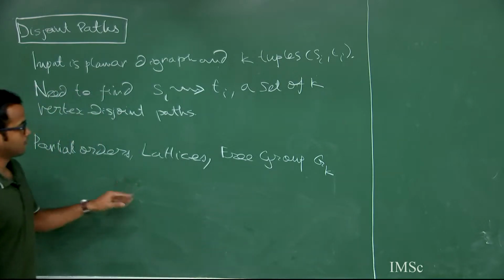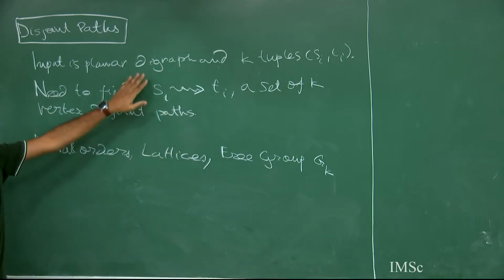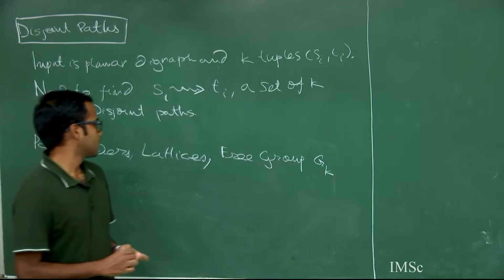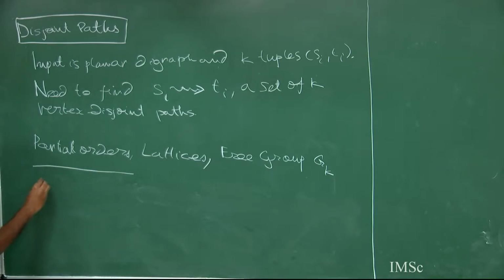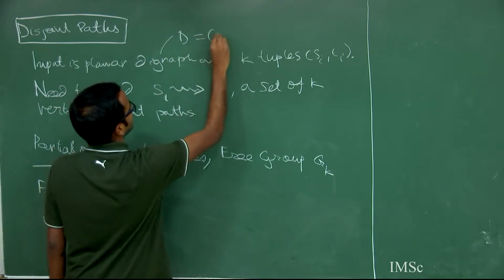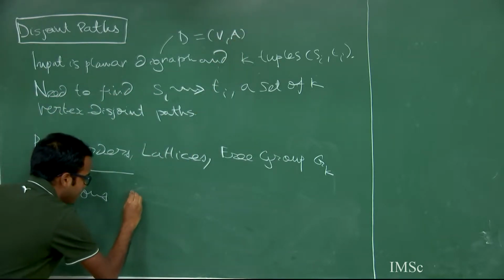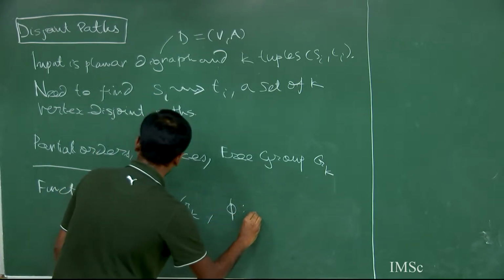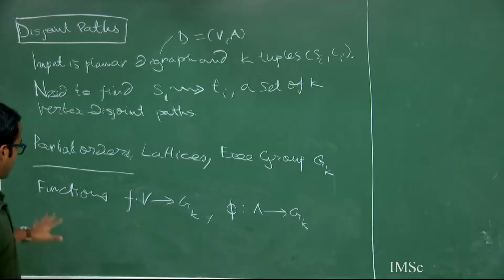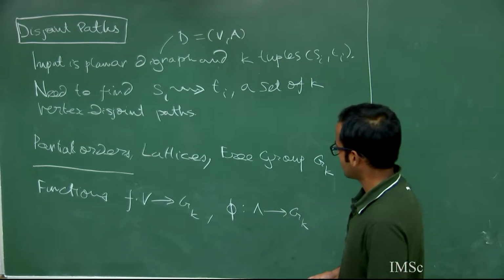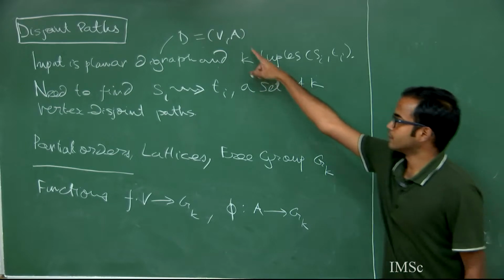So what we'll do now is we'll consider certain functions from the edge set of a digraph to the free group, and then look at a lattice over those functions. Okay, so this is the kind of thing we'll be looking at. We'll be looking at functions. So we'll be looking at these kinds of functions, okay? And then we'll form a lattice on these functions. So, sorry, this is not lambda, this is A. A is the set of arcs.